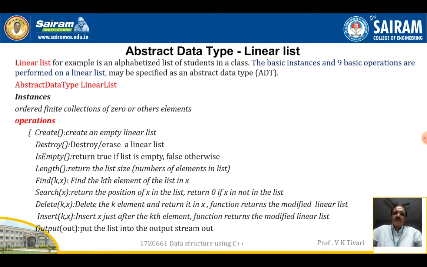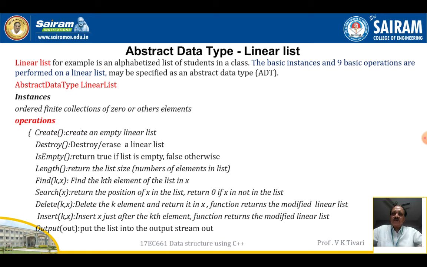Abstract data type linear list. Linear list, for example, an alphabetical list of the students in a class. The basic instance and basic operations performed on a linear list may be specified as an abstract data type also. Abstract data type linear list instances is nothing but an ordered finite collection of zero or more elements.